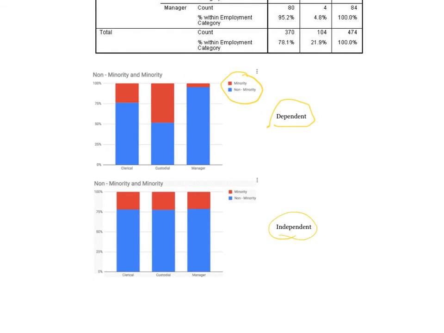If they're independent, you'd see it doesn't matter which group you're in, your chance of being non-minority is the same, and your chance of being in the minority group is the same, okay? So if the graphs line up, they're independent. If they don't line up, we say the two variables are dependent.